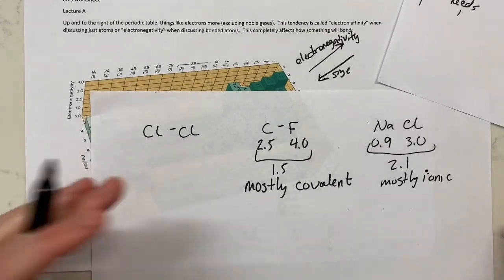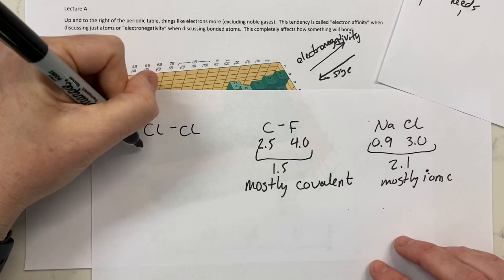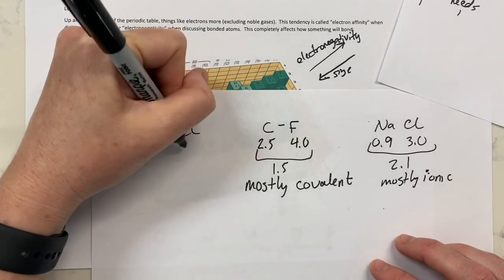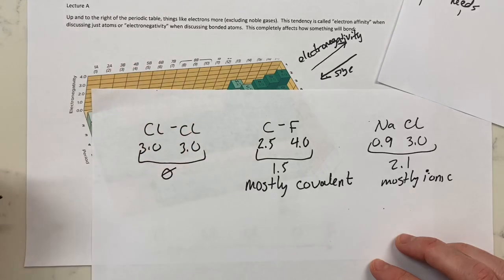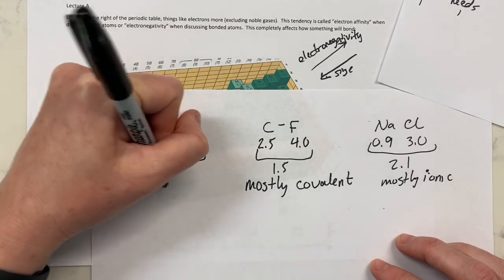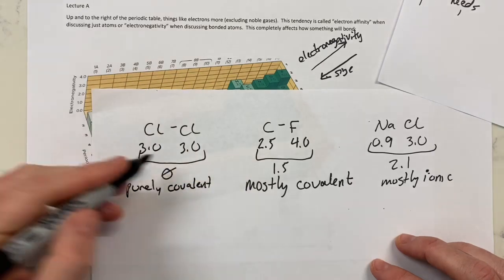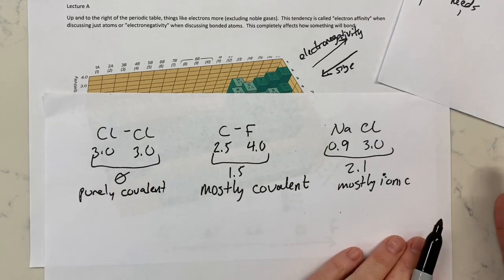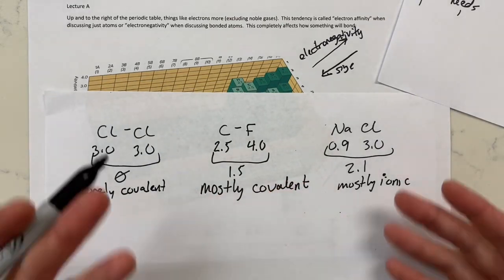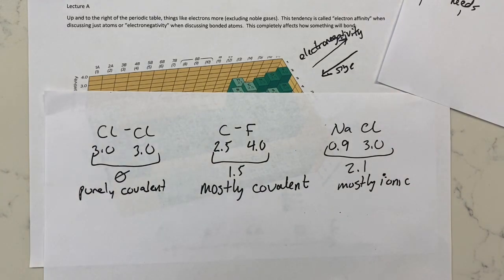You could do this with any diatomic, fluorine, etc., or any even polyatomic elements. Chlorine is 3.0, and chlorine is also 3.0. This has a difference of 0, and these are what you call purely covalent, meaning this is an actual covalent bond. This is the only real pure covalent bond that there is. Otherwise, things just have mostly ionic character, mostly covalent character, but there's really no difference. It's a bond. And so we need to understand that.